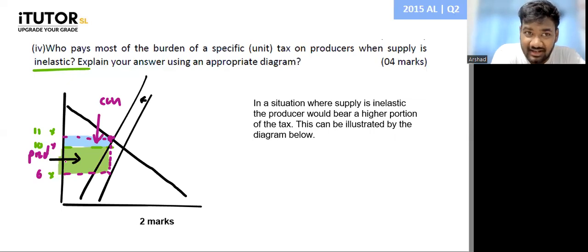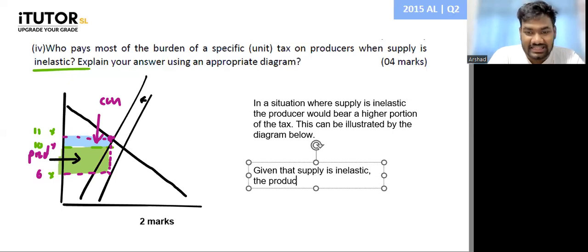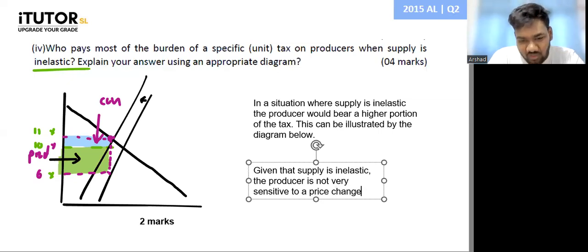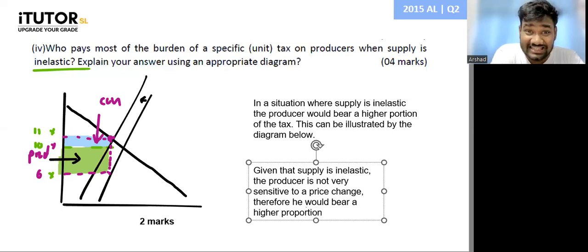You can also give a small conclusion as a reason. Given that supply is inelastic, what does that mean? The producer is not very sensitive to a price change, therefore he would bear a higher proportion. You can give something like that, because he's not sensitive. He doesn't care.